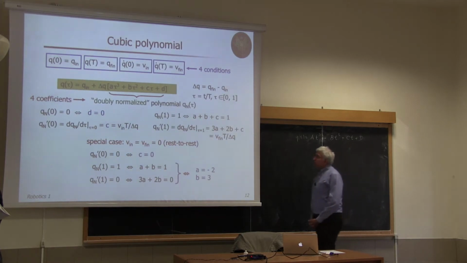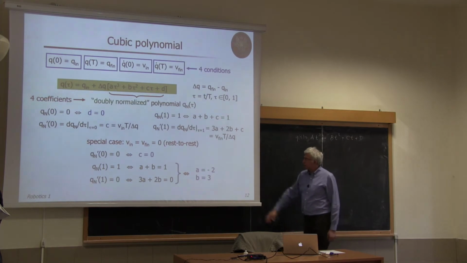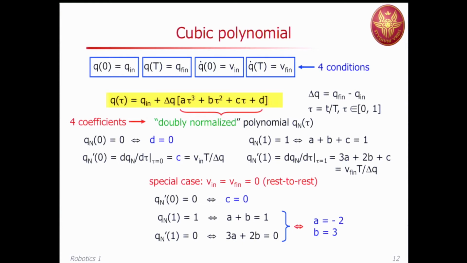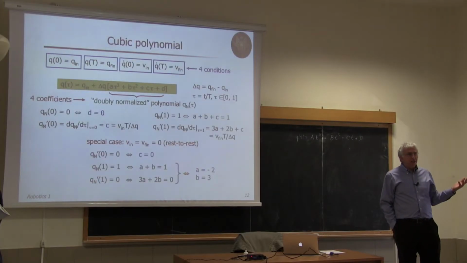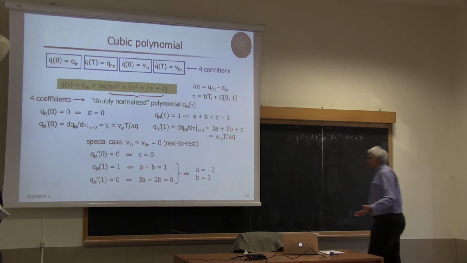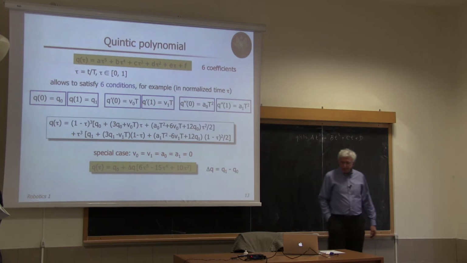And then you can impose the conditions and solve for this, and you find a very nice structure with only two coefficients which are different from 0. They are integer, sum up to 1, and they have opposite sign. We will find this later. It's a general property when you're working with a doubly normalized polynomial and you're imposing 0 boundary conditions on velocity or higher order derivatives. So a rest-to-rest motion. So now let's move to the next example.